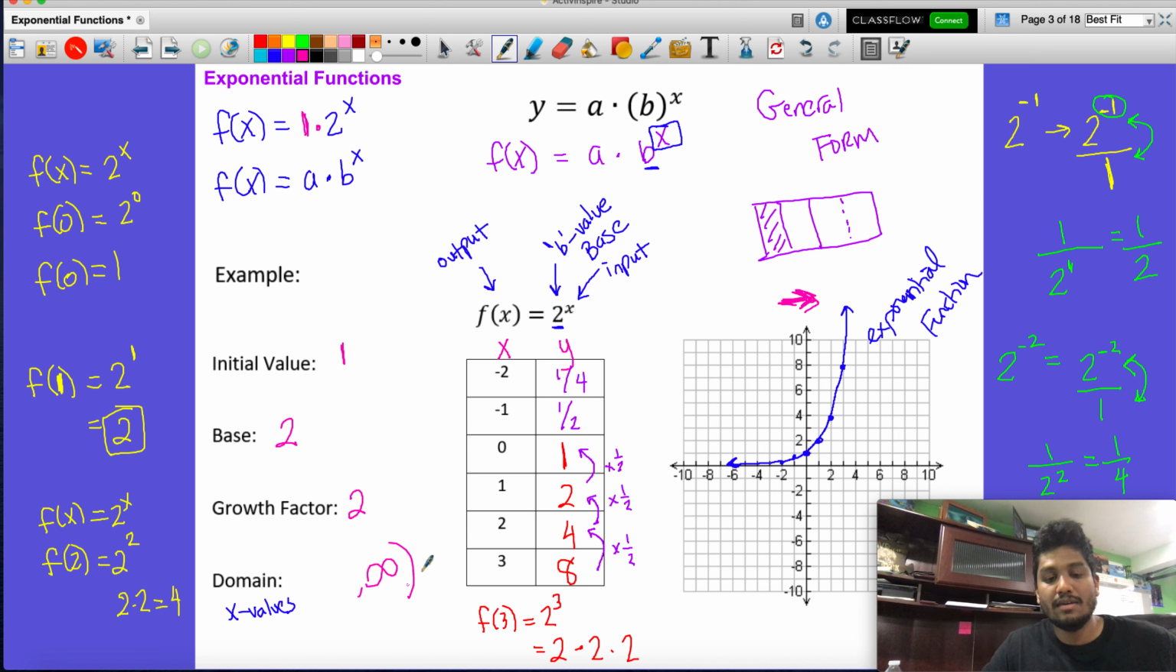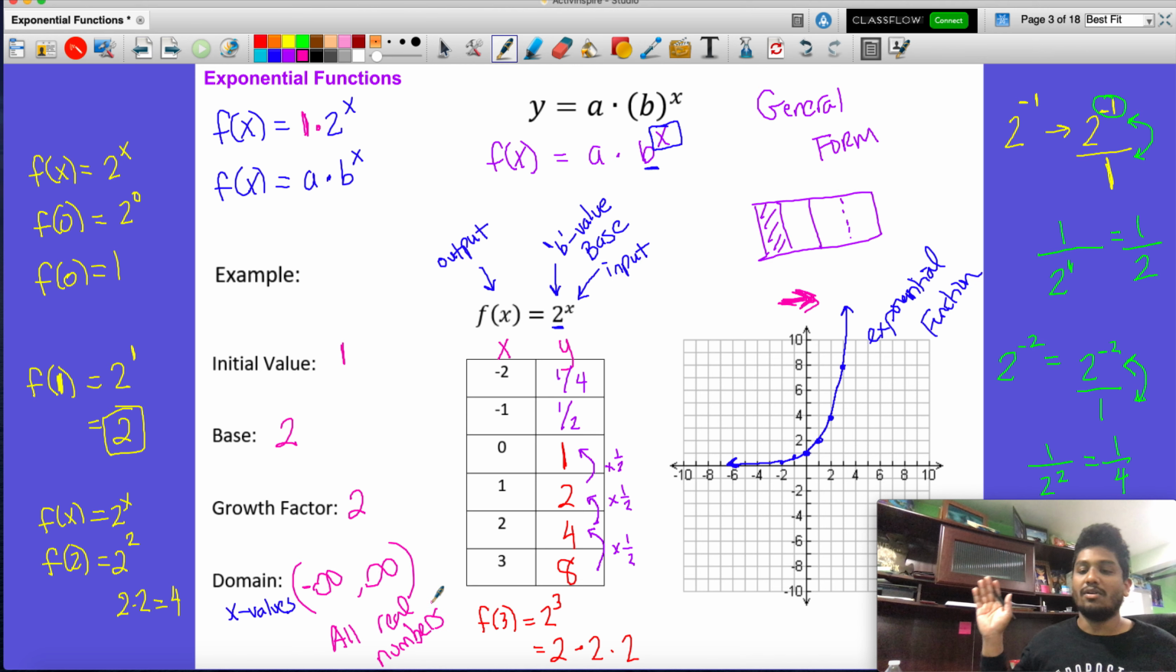And then on this side, we're going all the way to the left, to negative infinity. And so our domain would just be negative infinity to positive infinity, otherwise known as all real numbers. This is the term that we use when it includes every single number on the coordinate system from negative infinity to positive infinity. All right, that's it for this one.